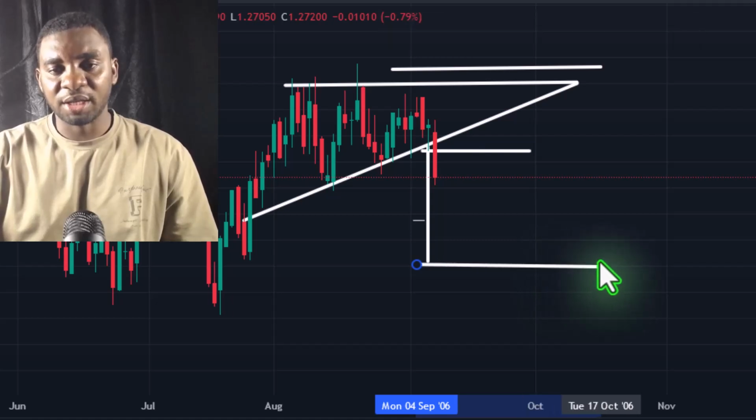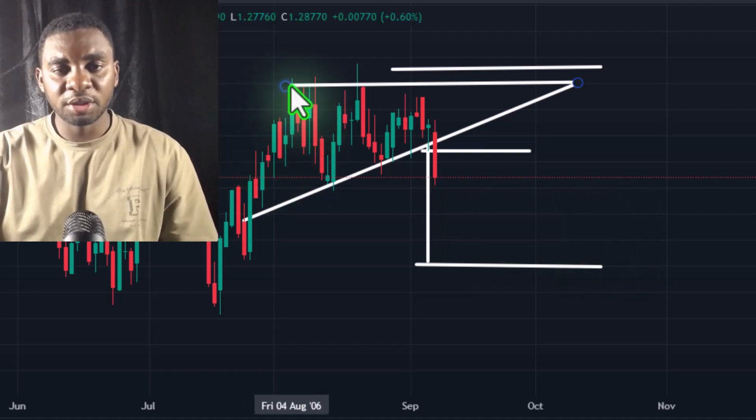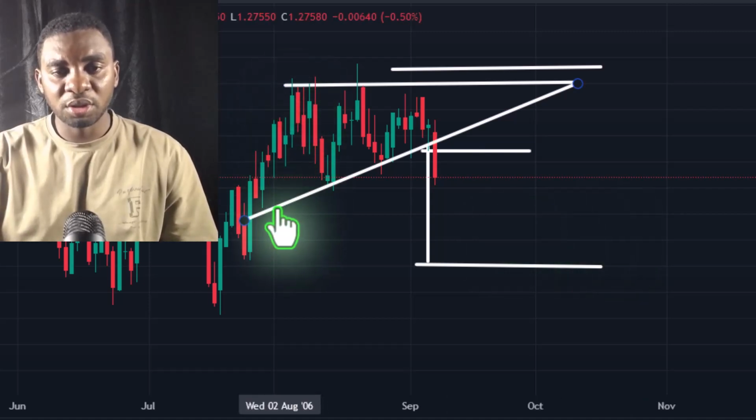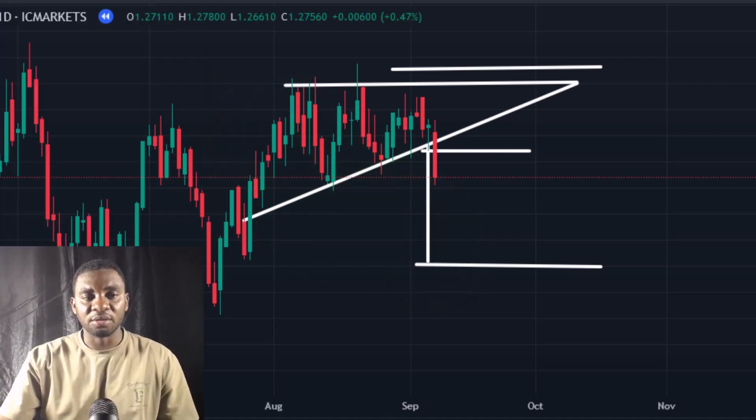Do you understand it now? So for the take profit level, you measure from this point to this level, then you project it to this level. That's how you determine it.